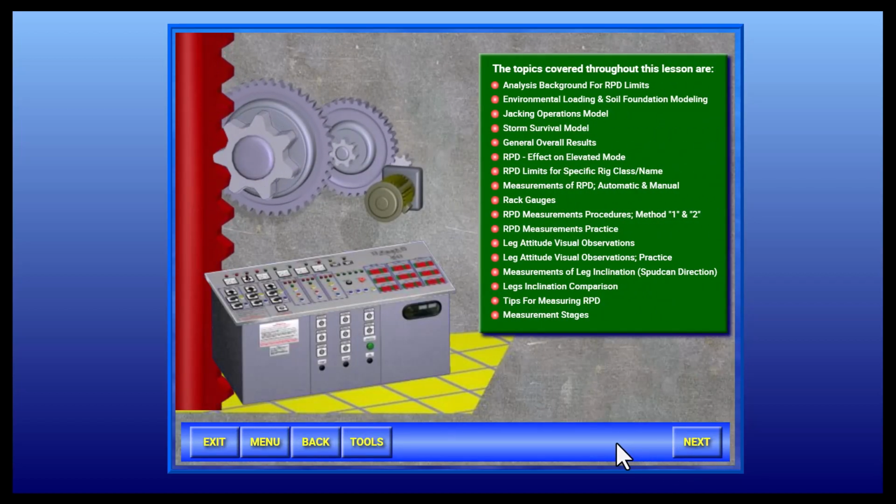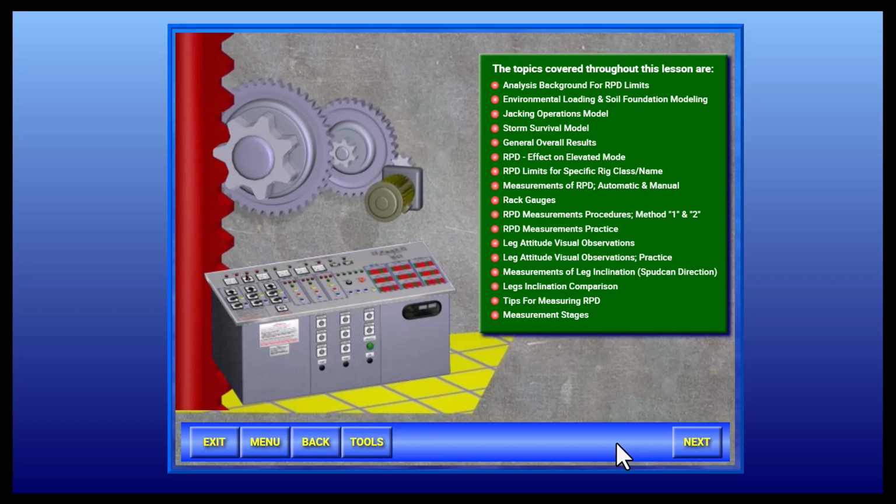The topics covered throughout this lesson are analysis background for RPD limits, environmental loading and soil foundation modeling, jacking operations model, storm survival model, general overall results, RPD effect on elevated mode, RPD limits for specific rig class, name, measurements of RPD, automatic and manual, rack gauges, RPD measurements procedures, Method 1 and 2. RPD measurements practice.